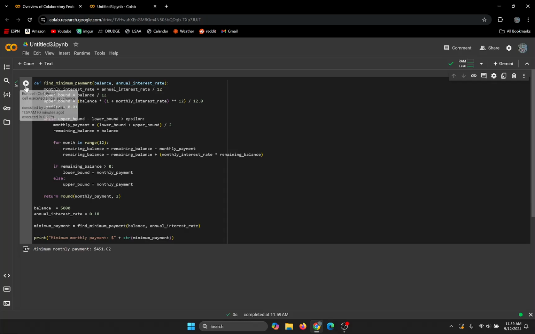There you go. So this is using a function that uses the upper and lower bounds of a payment to accurately figure out what the minimum payment should be for a credit card balance of $5,000 with an annual interest rate of 18%. It's more efficient doing it this way because it's using fewer loops in the loops.